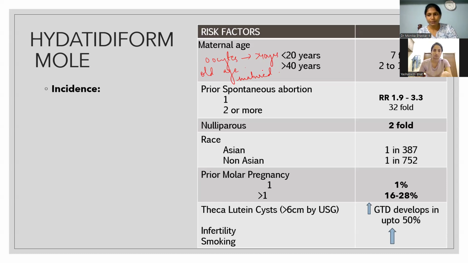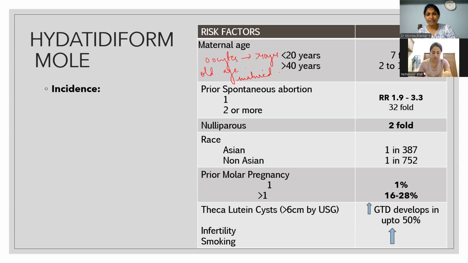Okay. And as I told you, the Asian women are more prone when compared to the European women. So Asian women 1 in 387, or in India it is 1 in 400, and non-Asian women around 1 in 752. Whereas in Philippines it is the highest incidence, that is 1 in 80.